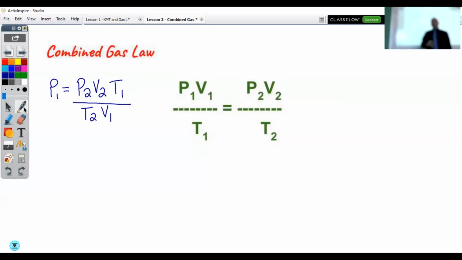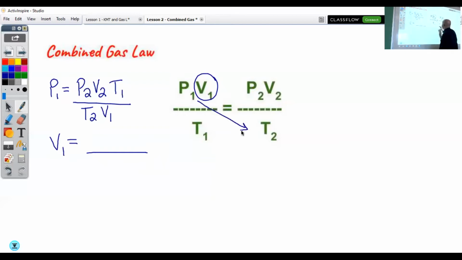Now let's see what this would look like if we solved for volume 1. So volume 1 is here. It is already on top. So we're going to have volume 1 equals. We're going to move everything else away from volume 1. So pressure 1 is going to come down to the bottom. Temperature 1 is going to go up to the top. So we have pressure 2, volume 2, temperature 1, just like we had up here. But on the bottom this time, we have temperature 2 and now pressure 1.